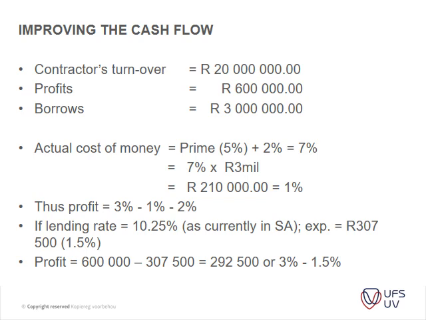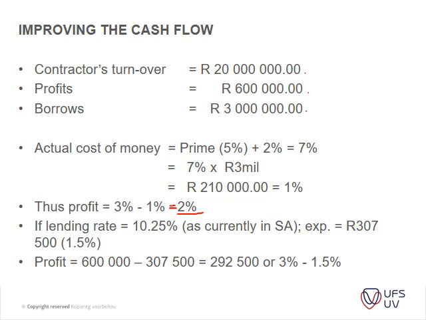Okay guys, this is that slide that had that slight mistake during the workshop where it showed 1.2 here. So this slide is now correct. A very simple way to see what interest does to your profits: your contract turnover on a project is, for instance, 20 million. Your profits on a project like that is 600,000, and you had to borrow about 3 million.